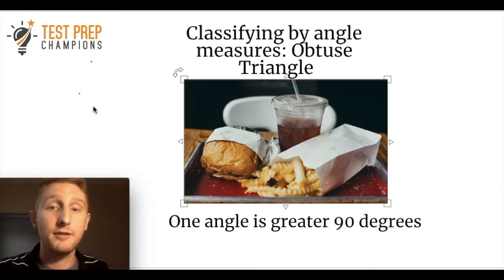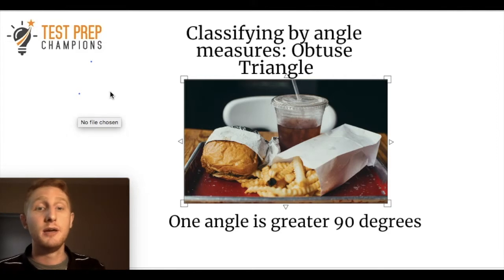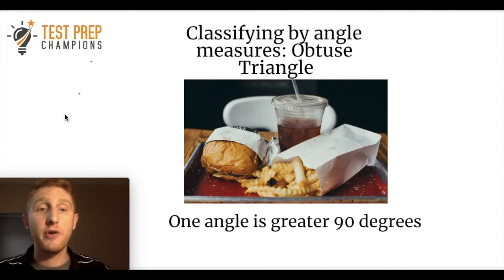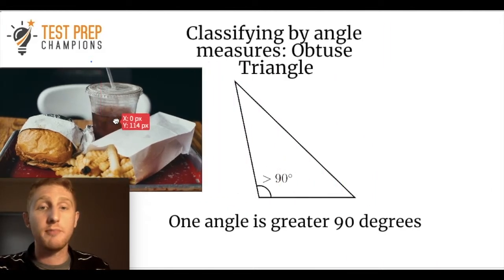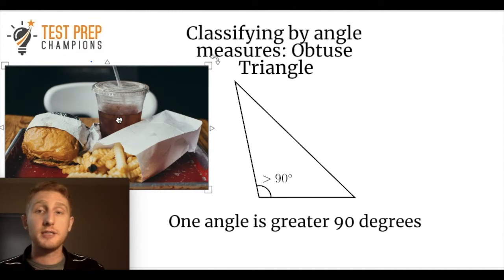Creative again, and let's imagine that triangles are like people and that triangles can eat. What's going to happen if you feed a triangle nothing but burgers and french fries, fast food and soda for a year? What's going to happen to it? Well, it's probably going to blow up, or it's going to become obtuse. So an obtuse triangle is a triangle where one angle is greater than 90 degrees.